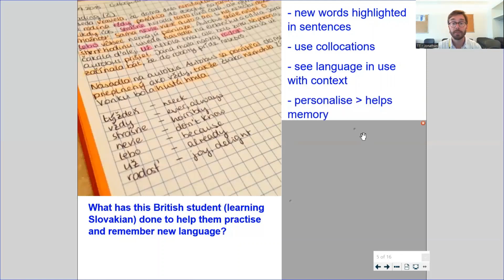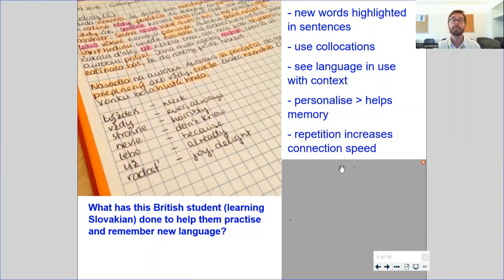Another thing that you can probably guess is that they've personalized it. Yeah. So even if you just look at these words at the bottom: always, don't know, because, already, joy, delight, horribly. This is probably about their weekend or about their life. Okay. Making it personal makes it much easier to remember because it's meaningful to the students. Okay. Repetition increases connection speed, as I was saying before.